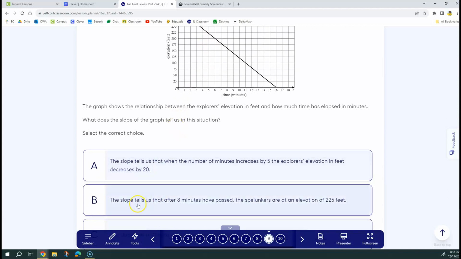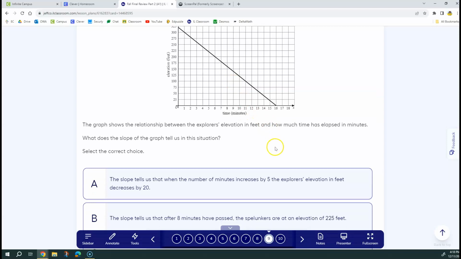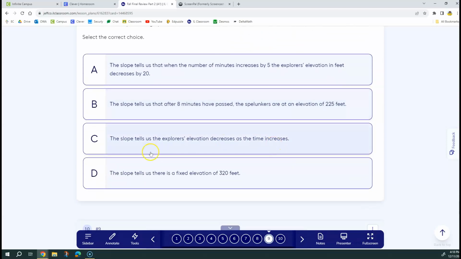Okay. The slope tells us that after 8 minutes have passed, the spelunkers are at an elevation of 225 feet. Well, let's check that. So number of minutes, here's 8. Are they at 225 feet of elevation? And the answer is no. They are at a lower elevation than 225 feet.